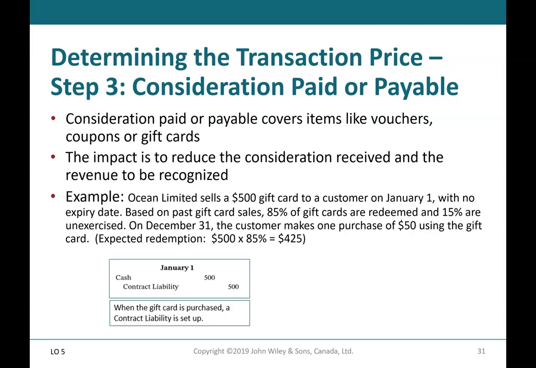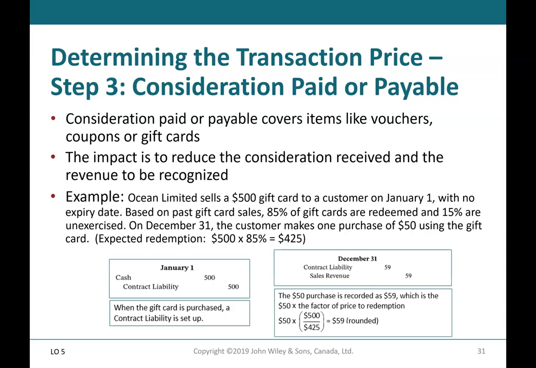January 1st, debit cash 500, and credit contract liability 500. When the gift card is purchased, a contract liability is set up. December 31st, debit contract liability 59 and credit sales revenue 59. The $50 purchase is recorded as $59, which is the 50 times the factor of price to redemption.